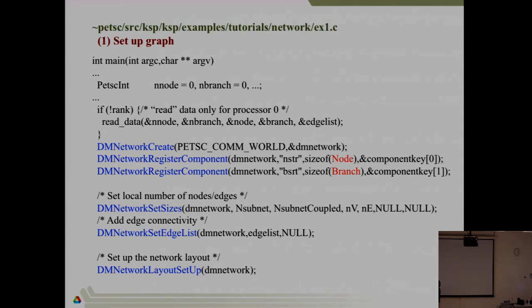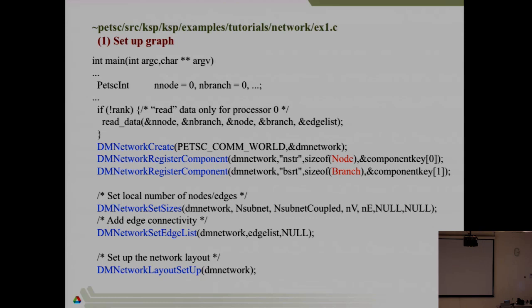And then you set size. The set size says the number of the subnetwork. In this case, only 1. This is a simple one. And the number of the coupled network. The coupled network we consider them as a separate because interface require a little bit different. In this case, it's 0 because I'm only handle 1 simple case.